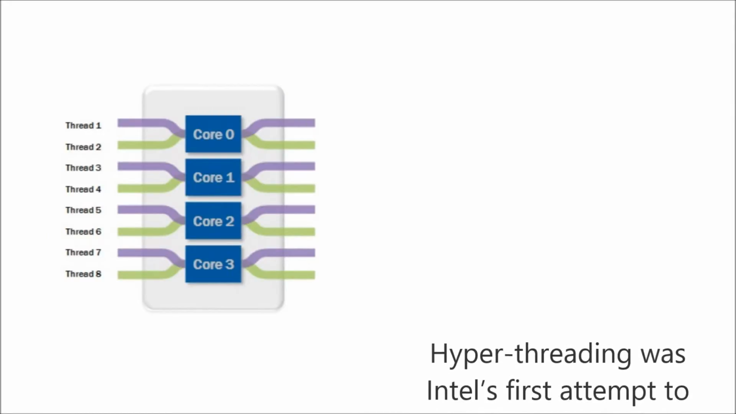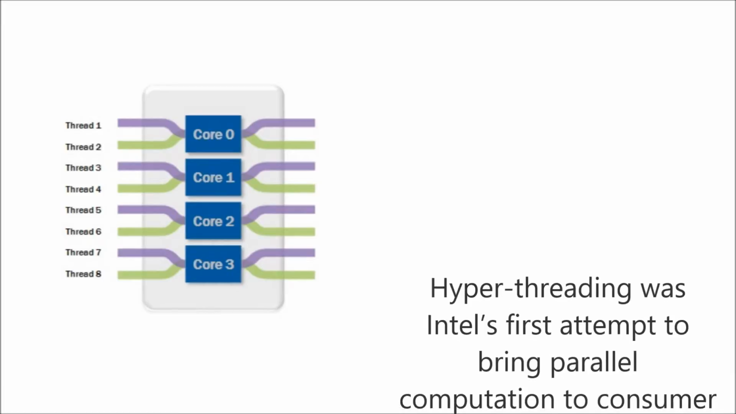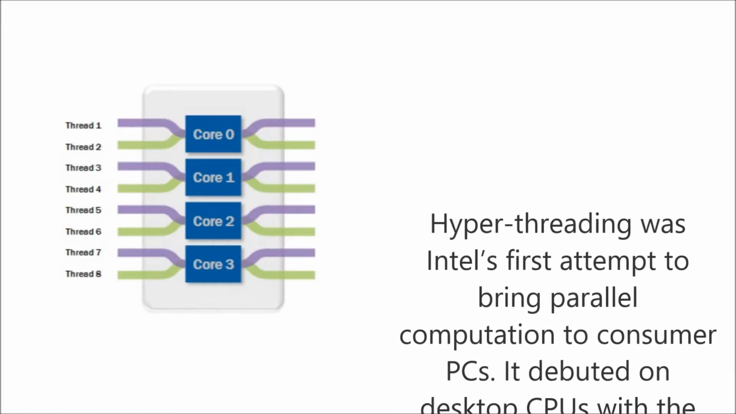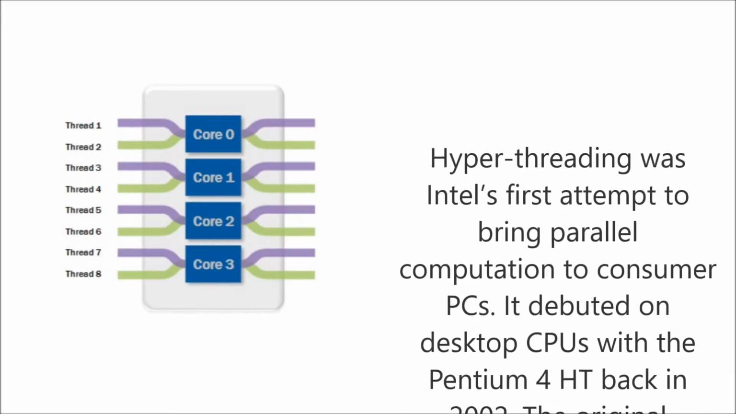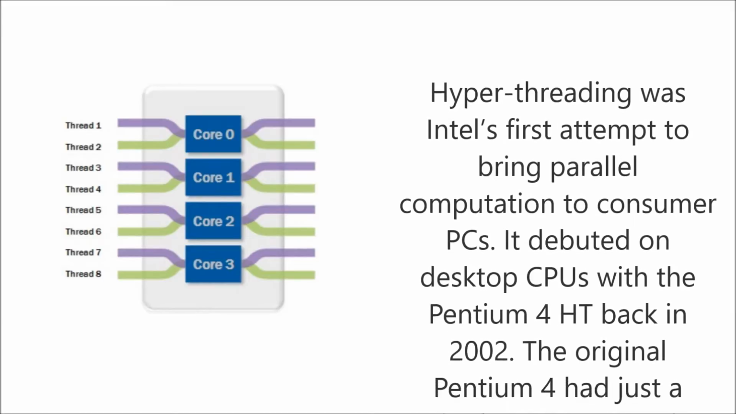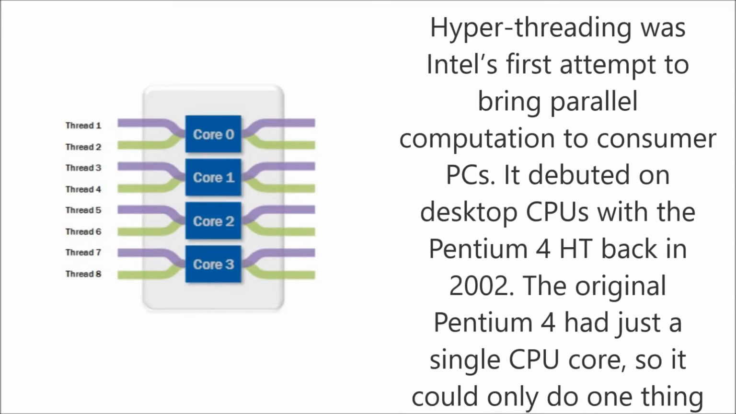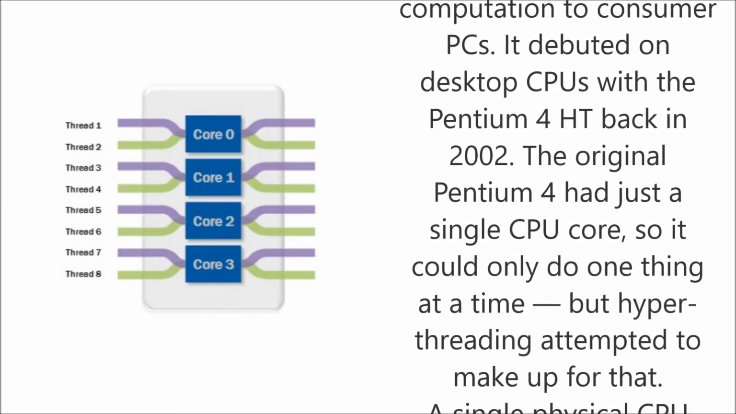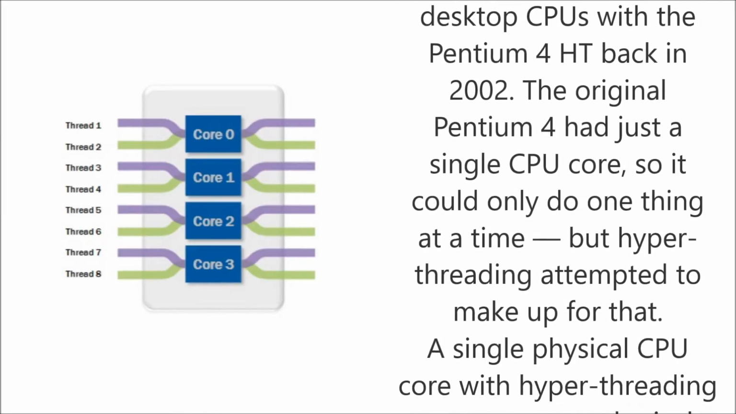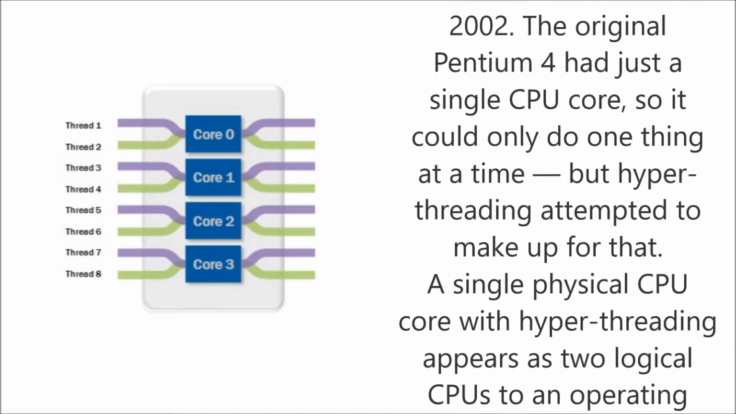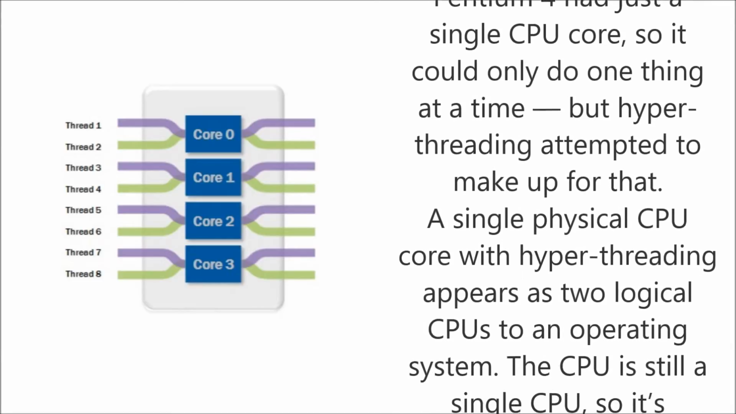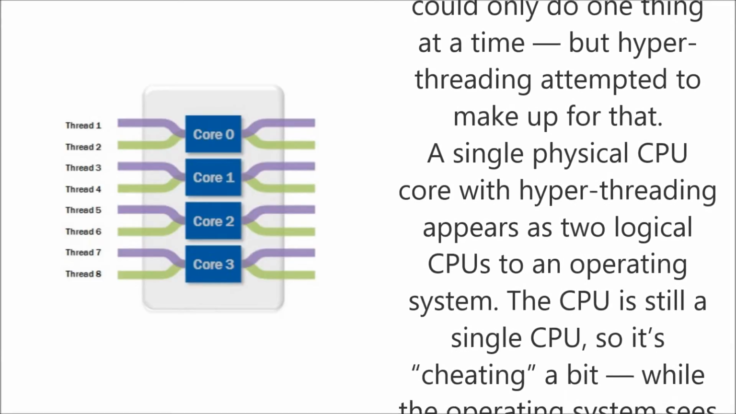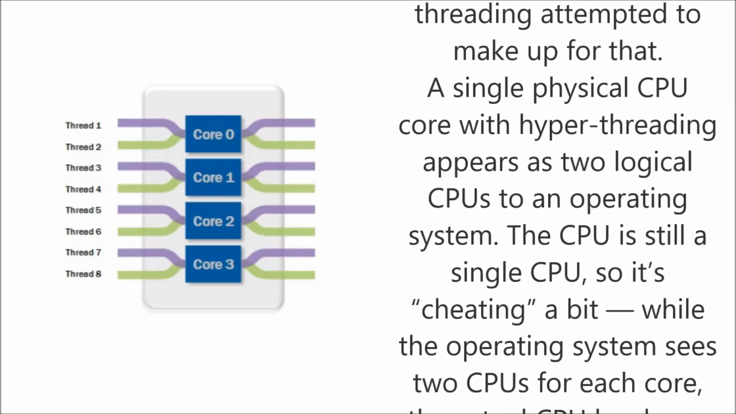Hyperthreading. Hyperthreading was Intel's first attempt to bring parallel computation to consumer PCs. It debuted on desktop CPUs with the Pentium 4 HT back in 2002. The original Pentium 4 had just a single CPU core, so it could only do one thing at a time, but hyperthreading attempted to make up for that. A single physical CPU core with hyperthreading appears as two logical CPUs to an operating system.